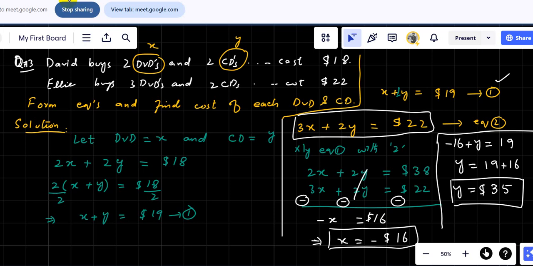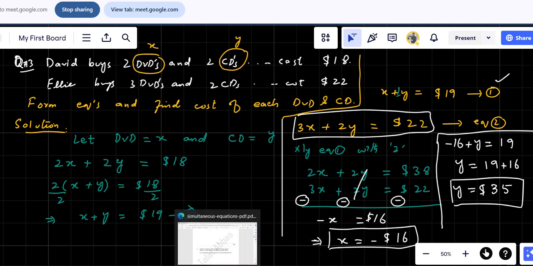Perfect. So it doesn't matter whether these values are negative or positive. You checked your answer, you used these values in the equations, and the left hand side is equal to the right hand side, and you're done. So this was all about the elimination method.